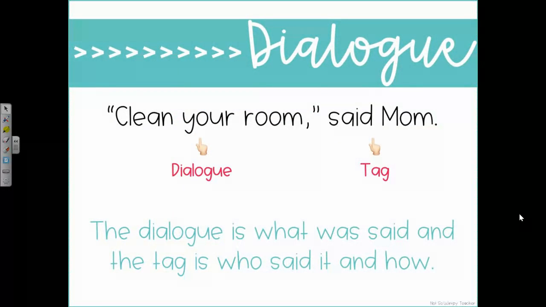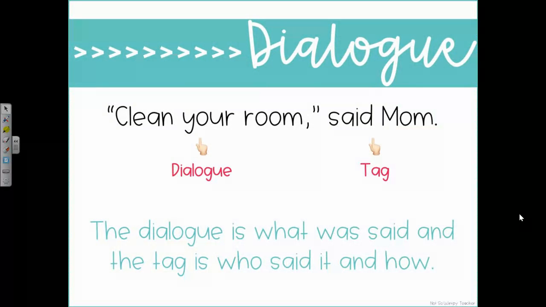"Clean your room," said Mom. This part is the dialogue where it says clean your room. The part that is in quotation marks is the dialogue. And the other part is called the tag. The dialogue is what was said, and the tag is who said it and how.